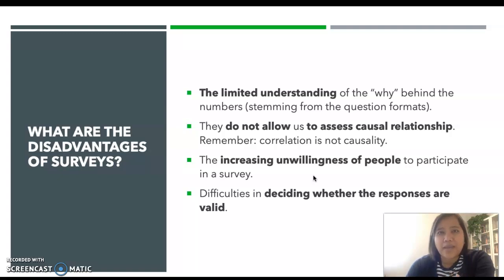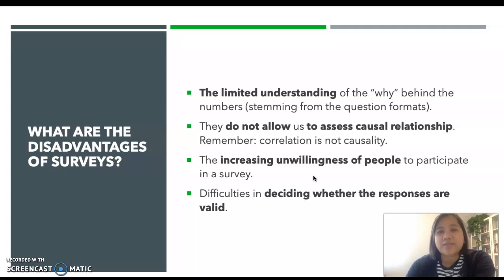And the reason why it's hard for us to understand why is because of the question format. Most of the time, since time is of the essence, and we like to use surveys because we are able to receive prompt responses from our respondents, the kind of questions that we ask tend to be very short questions, either a yes or no, or multiple choice, or a Likert scale.